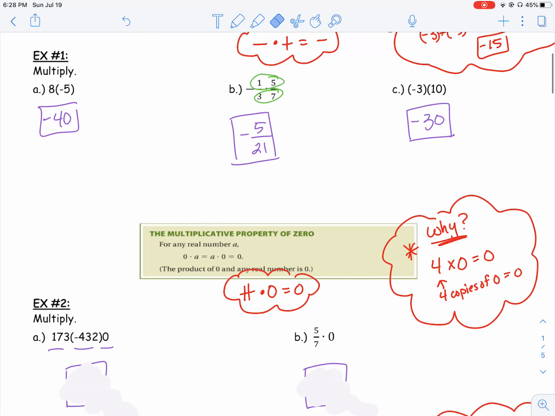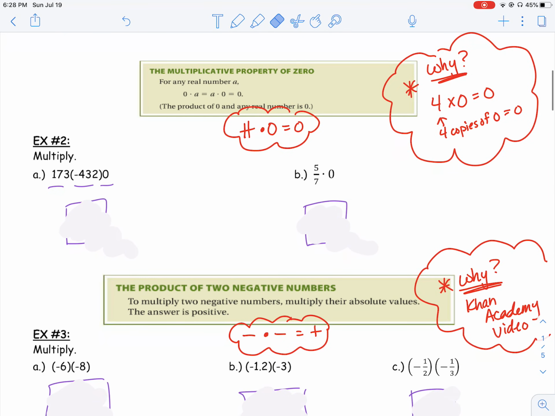So what happens if I multiply a number times 0? Well, think about 4 times 0. What it's really meaning is 4 copies of 0. 0 plus 0 plus 0 plus 0 is still just going to give me 0. So really, 0 times any number is 0.